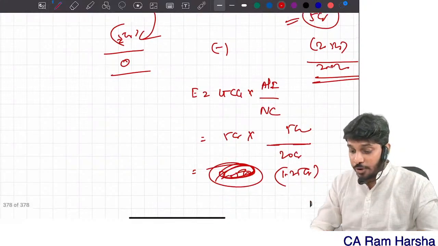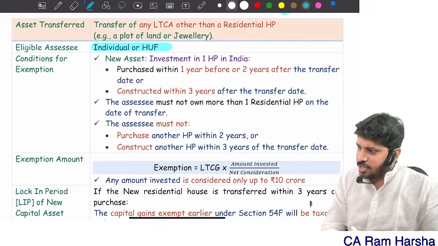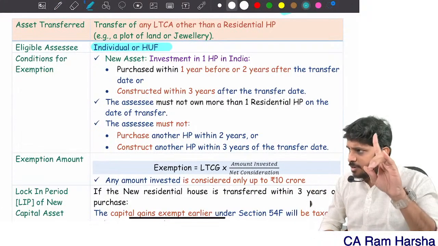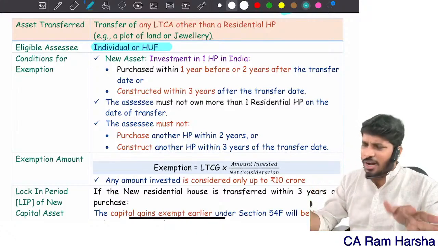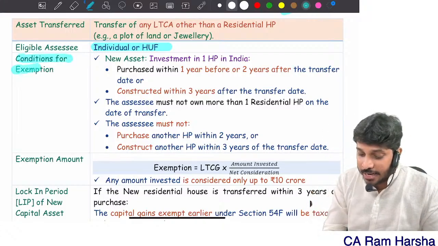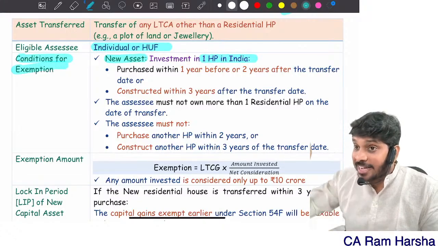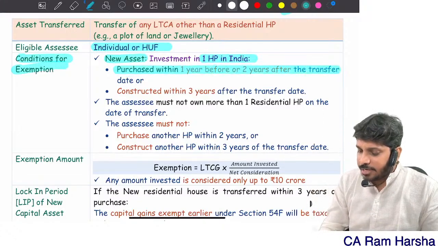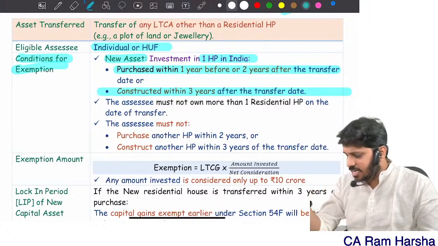So that's 54F. Now in 54F you have a few different conditions. By the way, individual and HUF only. 54 is also applicable for individual and HUF. 54F is also applicable for individual and HUF. Resident or non-resident doesn't matter here because there is no specification. Able to understand? Now conditions. New asset you should purchase: one house property in India. The same time limit as given under 54 applies: 1 year before, 2 years after, 3 years for construction, all that.